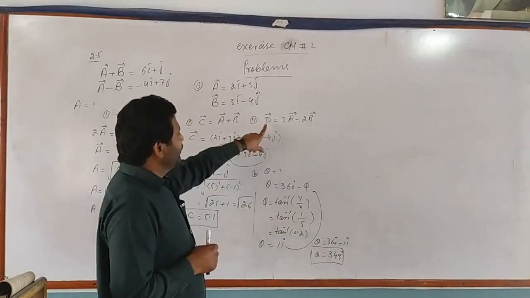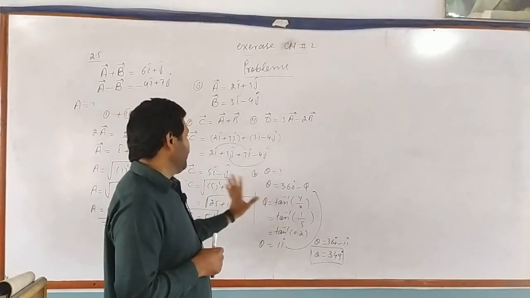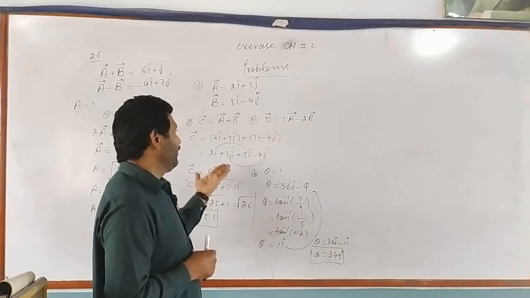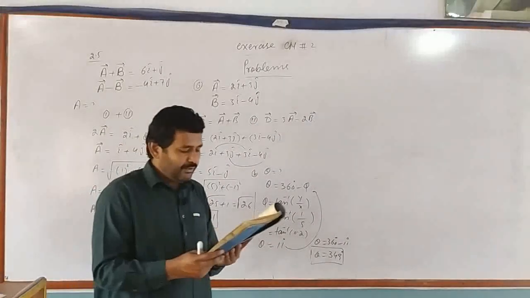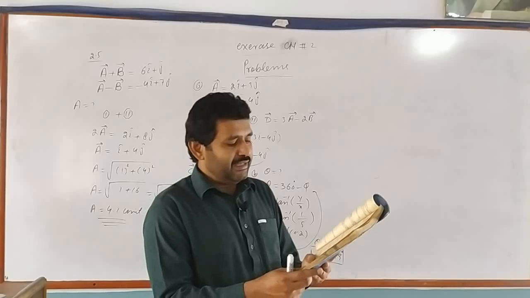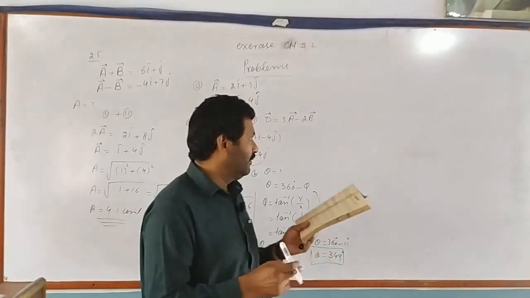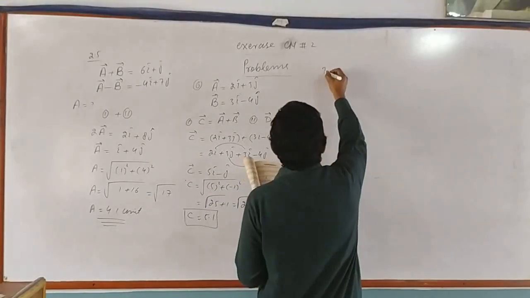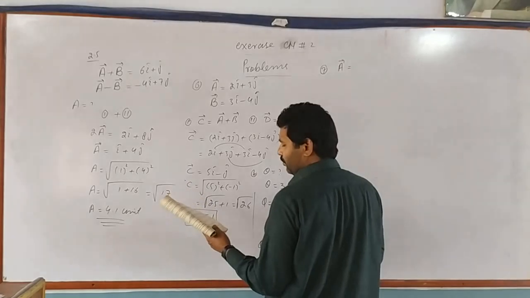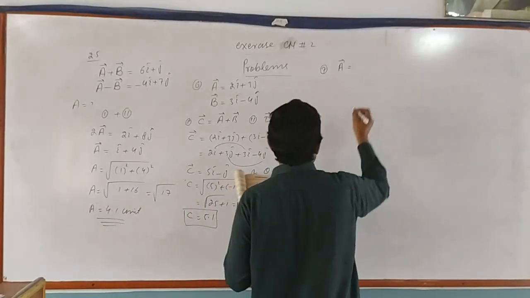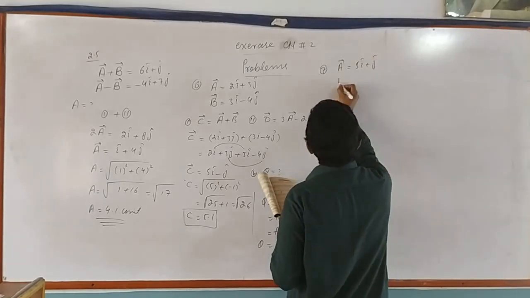Dear students, vector D with its magnitude and direction with respect to the x-axis will also be calculated by this technique. The numerical question number 7: find the angle between two vectors A and B. Question number 7 is given that vector A is equal to 5i unit vector plus j.